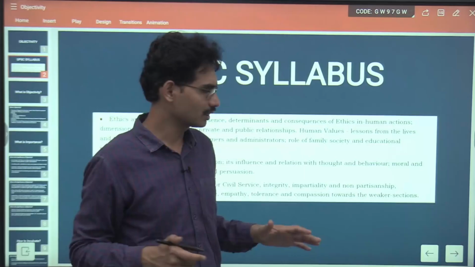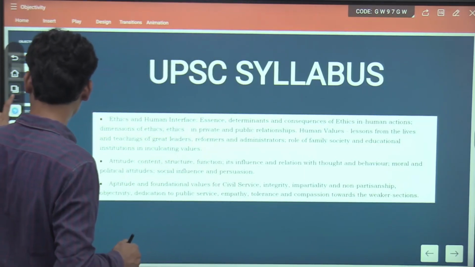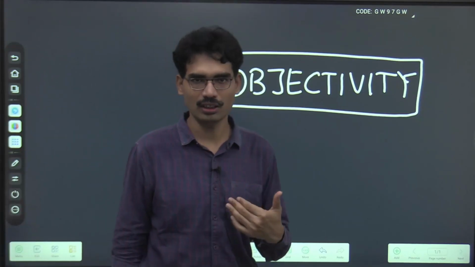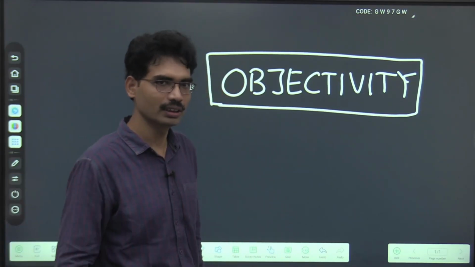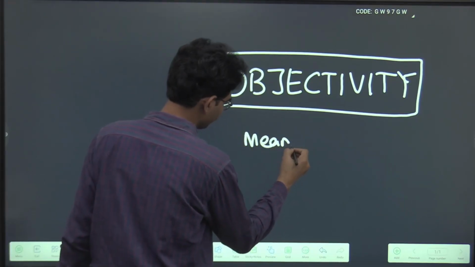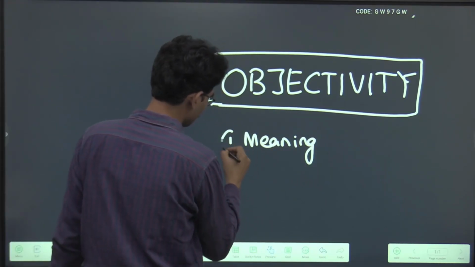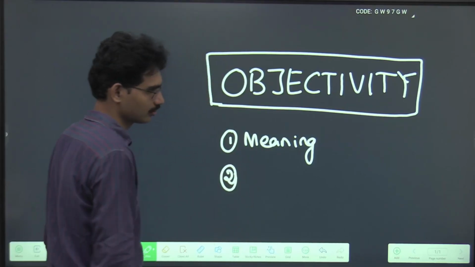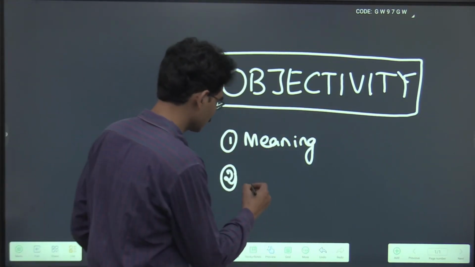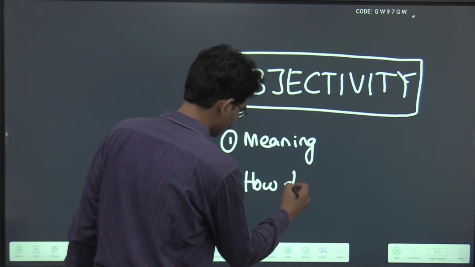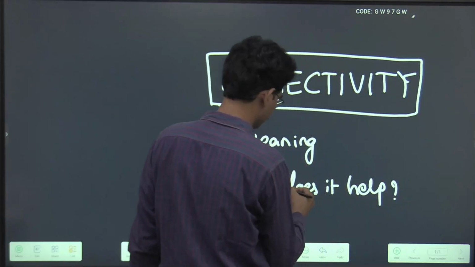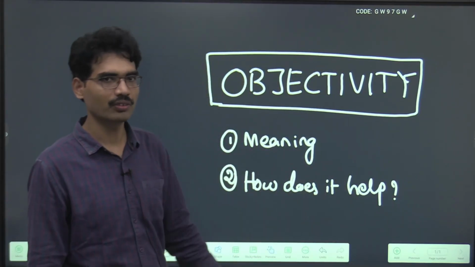But the fundamental structure is going to be like this, whether it is integrity, impartiality, non-partisanship or objectivity, anything. First, what is the meaning of it? Second, ultimately, the purpose of understanding this particular topic is how does it help? This is the ultimate point which we are going to address.